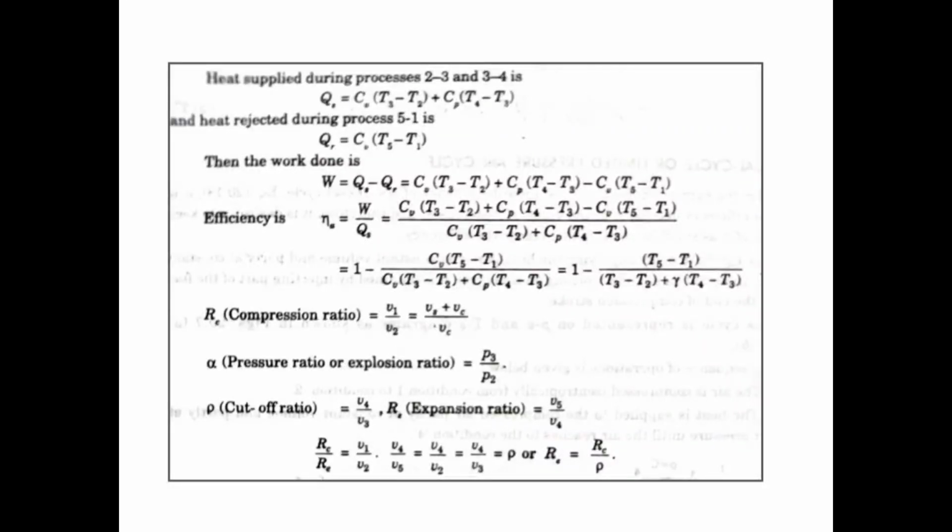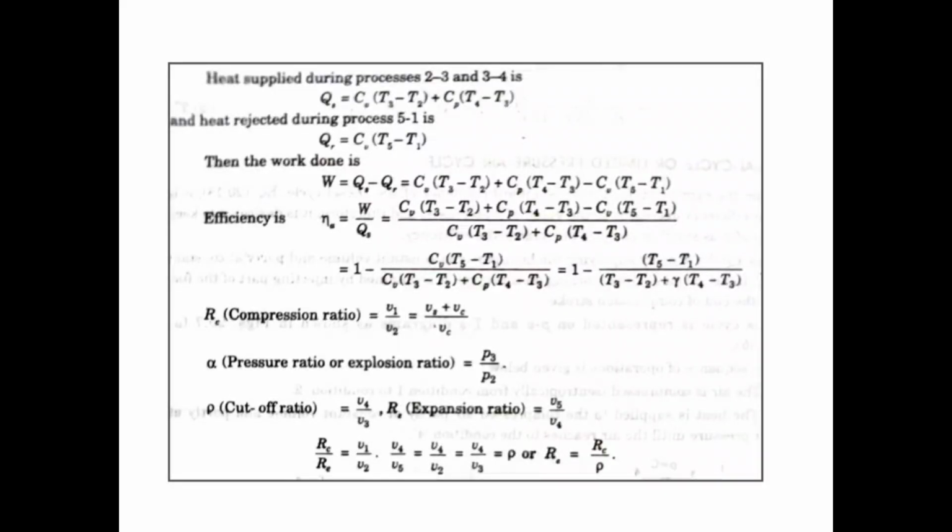Then the compression ratio RC equals V1 by V2, where V1 equals Vs plus Vc and V2 equals Vc. Then the pressure ratio alpha equals P3 by P2, the cutoff ratio rho equals V4 by V3, and the expansion ratio Re equals V5 by V4. Then RC divided by Re equals V1 by V2 times V4 by V5, which equals V4 by V2, which equals V4 by V3, which equals rho, or Re equals RC divided by rho.